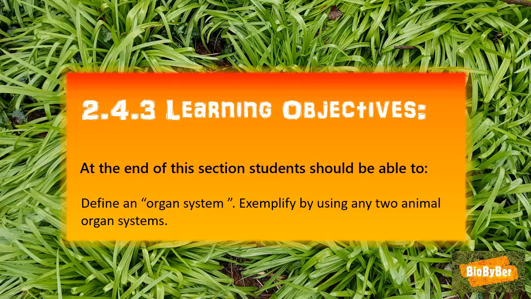What does this actually mean? What are we trying to understand? Well, you have to be able to know the definition of an organ system, and you have to be able to exemplify or explain or illustrate that definition by using any two animal organ systems.